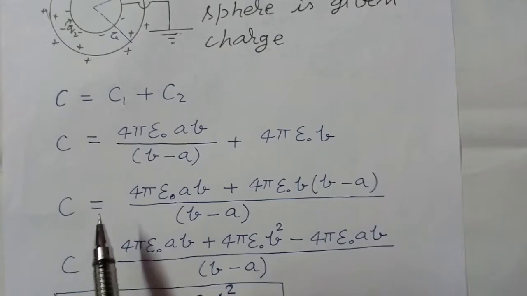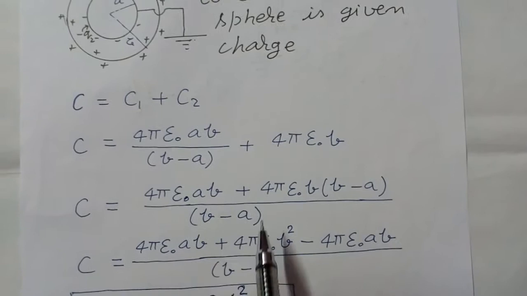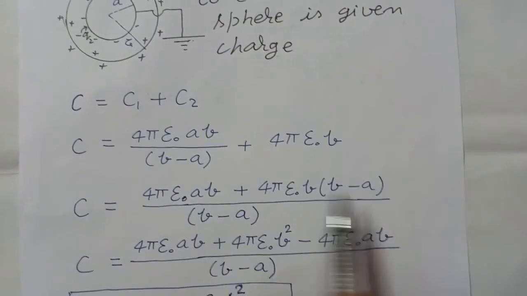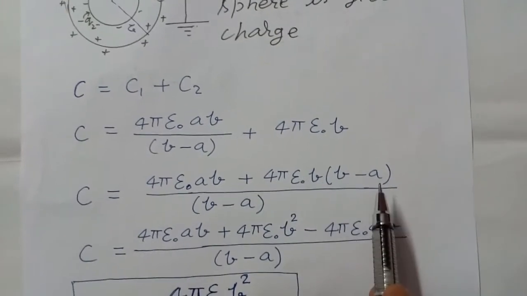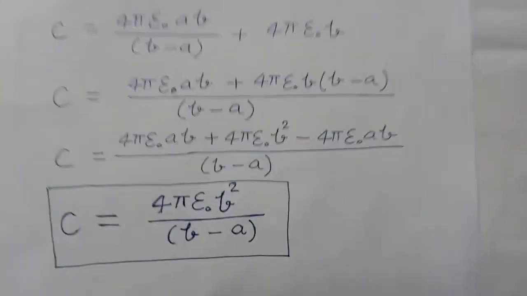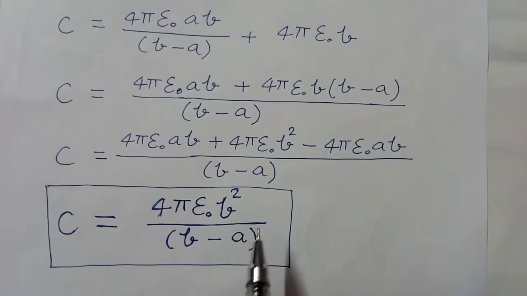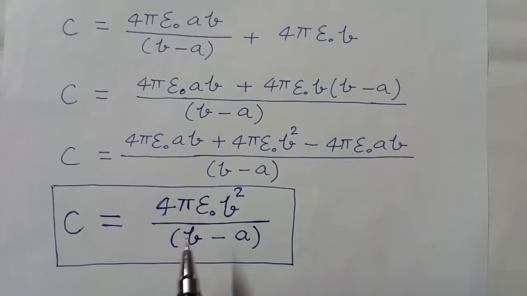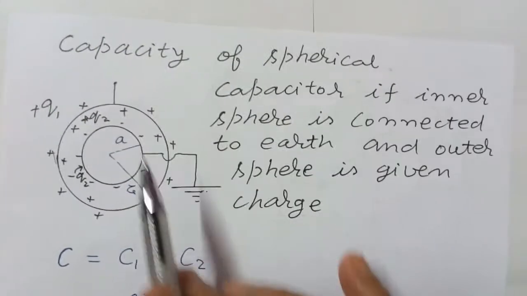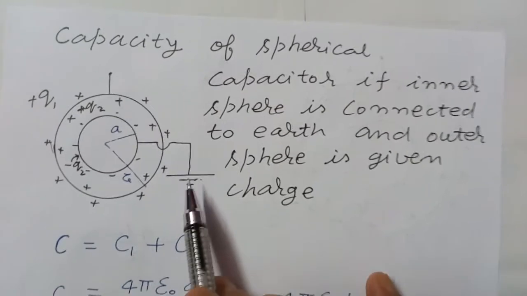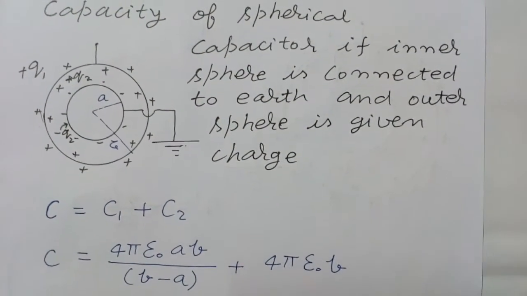So C will be equal to, take LCM of this, LCM is B minus A. So in the numerator we get 4 pi epsilon naught AB plus 4 pi epsilon naught B into B minus A. You solve it, then we get C is equal to 4 pi epsilon naught B square upon B minus A. So this is the case when the outer sphere is given charge and the inner sphere is earthed. Now let us see what the charge distribution is in this case.